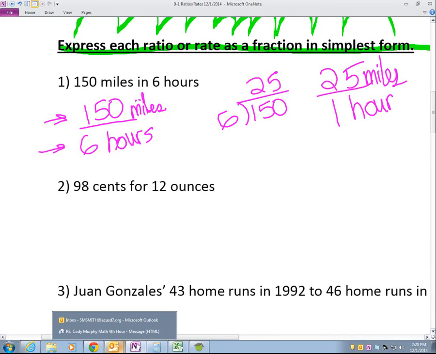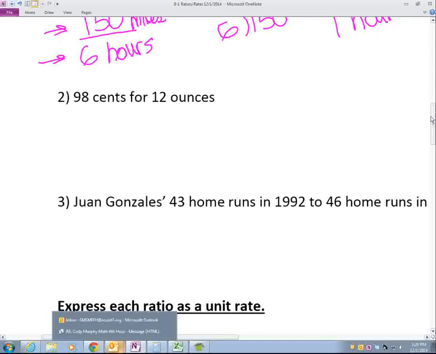Yep. Now this next one here, yeah, we'll do it. It's pretty much the exact same, but I'd like to put things into reference of dollars because 98 cents is 98 cents, but it could be written as $0.98 as well, so that's still 98 cents. Then we have 12 ounces.